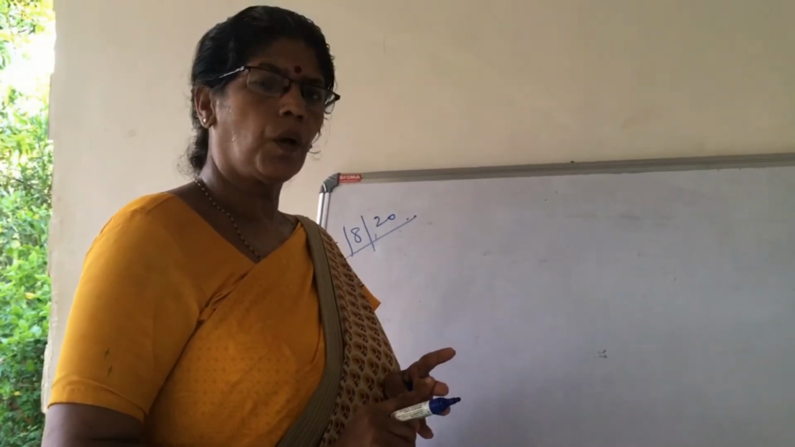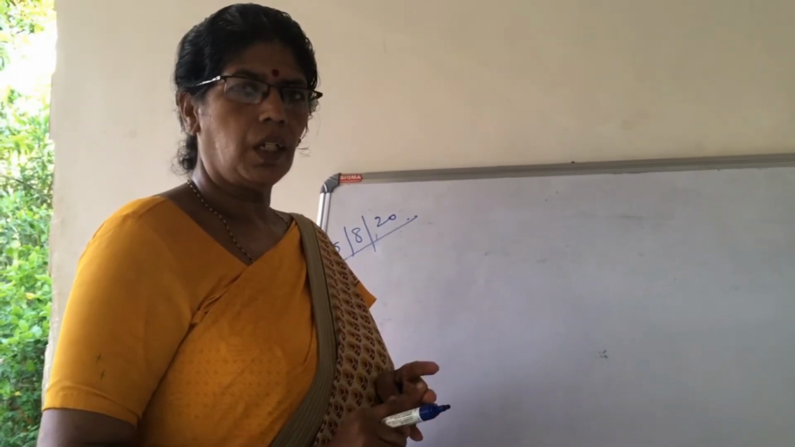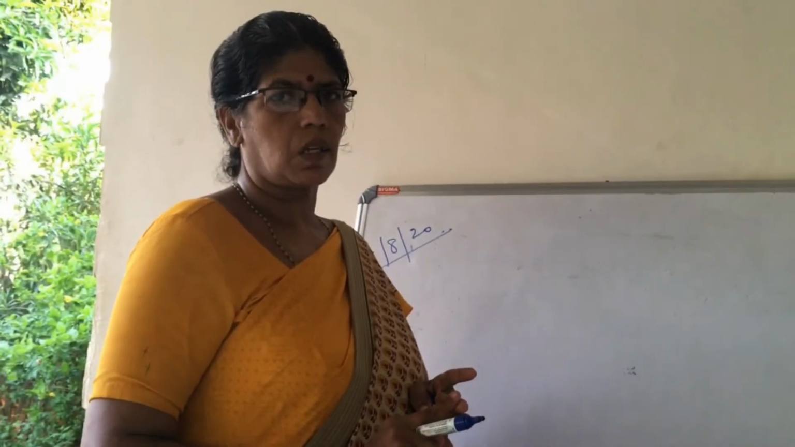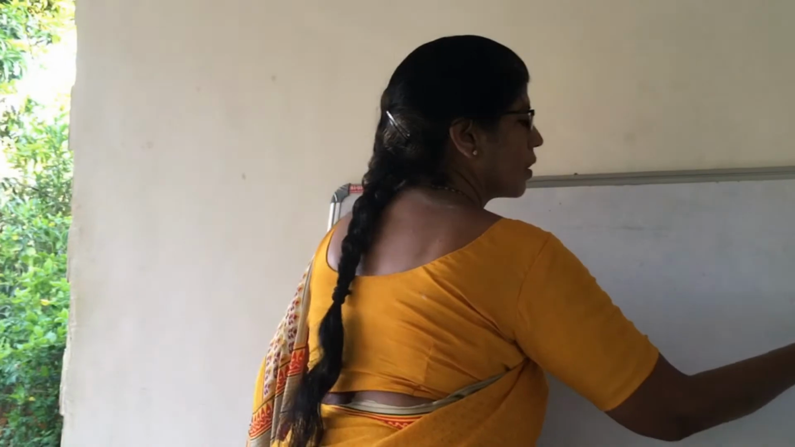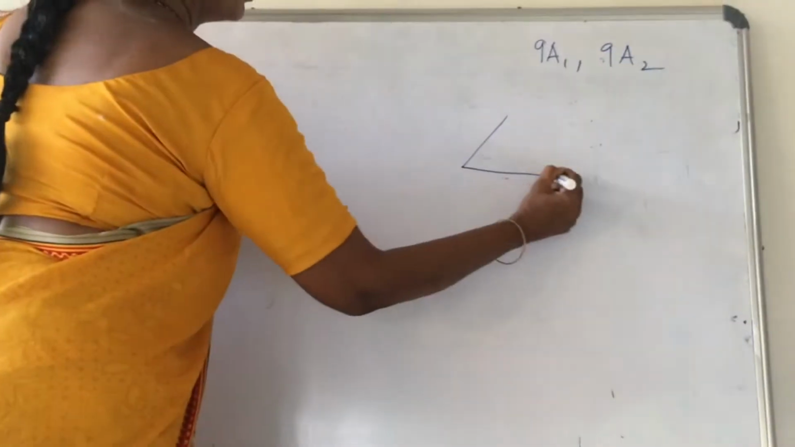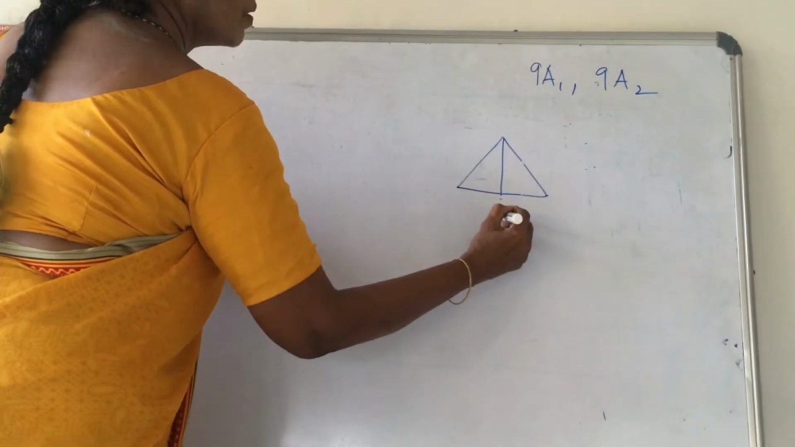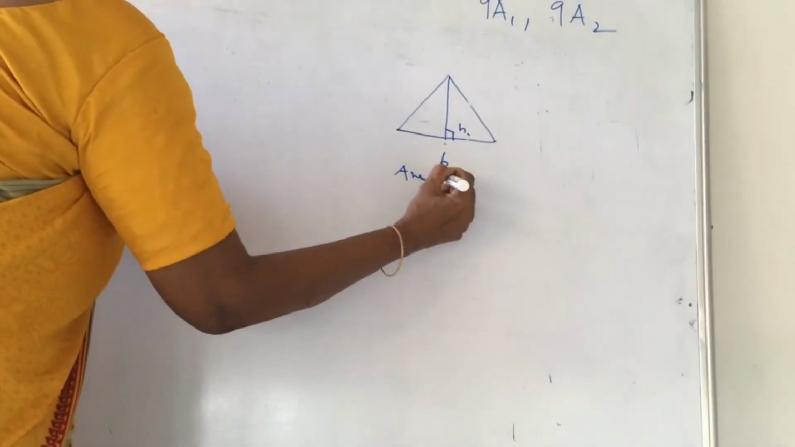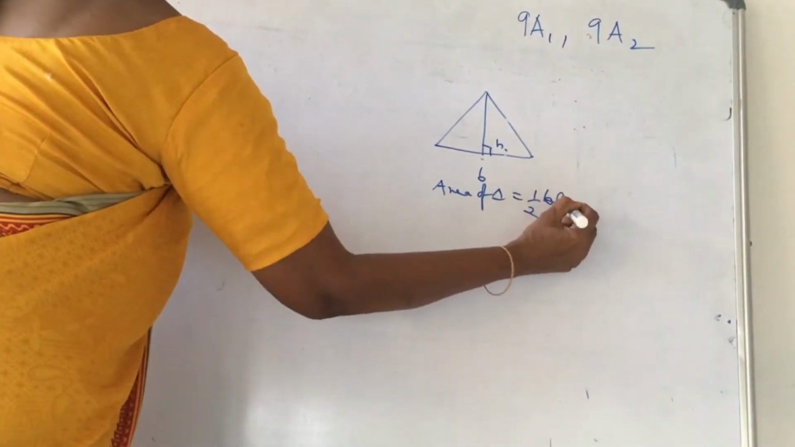You would have already learned what is a triangle. A triangle is a polygon with three sides. This is base and height. The area of triangle is equal to half base into h.